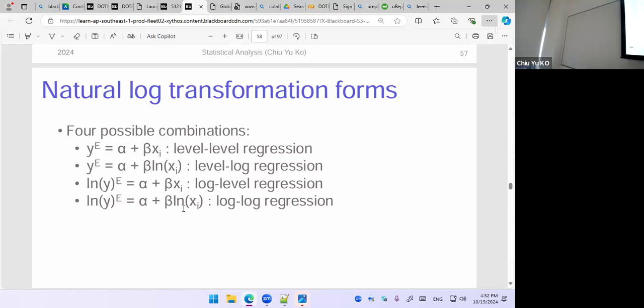This next one means that if x changes by 1, y will change by beta percent. That means if you are away from the city center by 1 mile, the price will change by beta percent. The last one, log-log, obviously means that if x changes by 1%, y will change by beta percent. Basically, with log you just get percentage change. That's it. Don't worry, we will give examples to make it more clear.